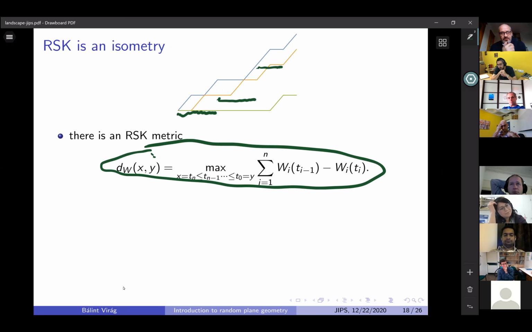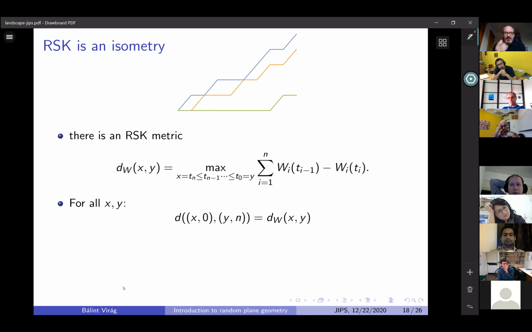Okay. And the amazing thing is that for all x and y, you have an isometry. So the last passage metric that we had before, from the bottom line to the top line, it's important, this is only true there, is equal to the RSK metric between those points x and y. Right? So this is an isometry, which is extremely useful. Okay? So it's a bijection and an isometry, fantastic for proving things in geometry for us.